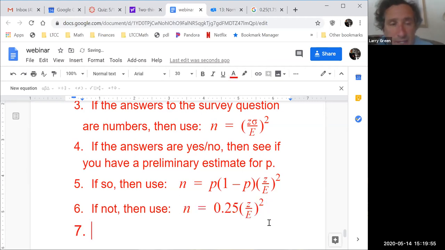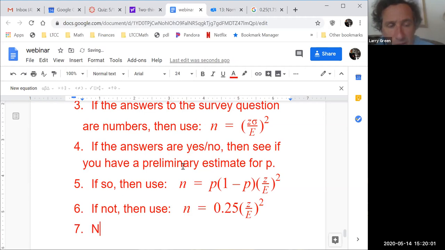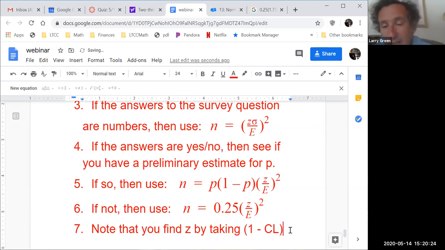Okay, and then note that you find Z by taking 1 minus the confidence level, I'll just write CL, divided by 2. So you subtract from 1 and then take half of it.